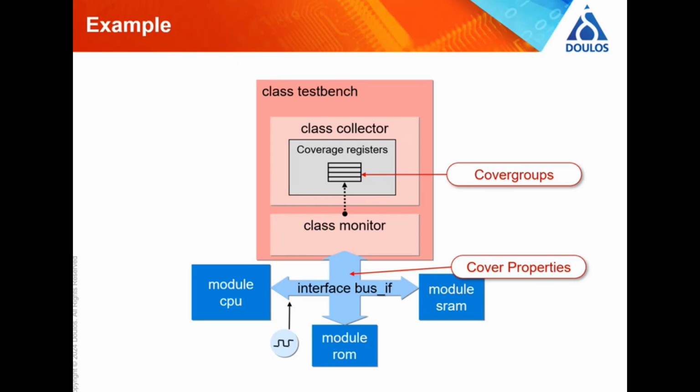What we can do is have these cover properties monitor whatever behavior we want. And when they see the behavior, they can grab it, throw it over to our UVM environment, and then we can collect our coverage. Okay, so here's an example.